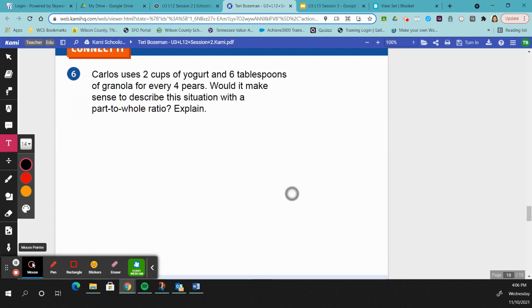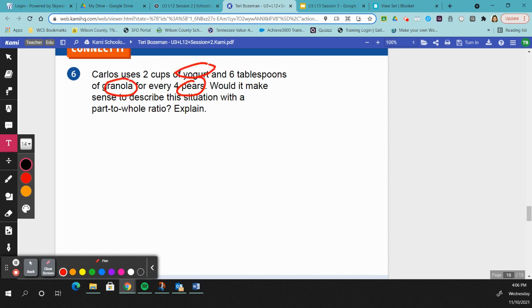All right, number 6. We're going back to Carlos and his cups of yogurt. It says Carlos uses 2 cups of yogurt and 6 tablespoons of granola for every 4 pears. Would it make sense to describe the situation with a part to whole ratio? So we're talking about a recipe here. We're talking about our yogurt, granola, and pears.